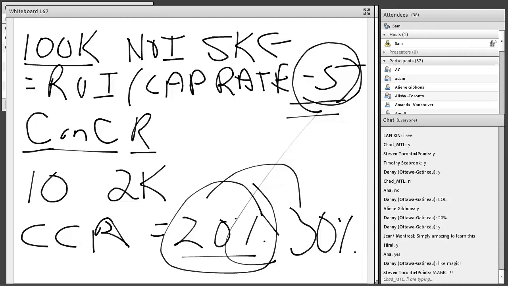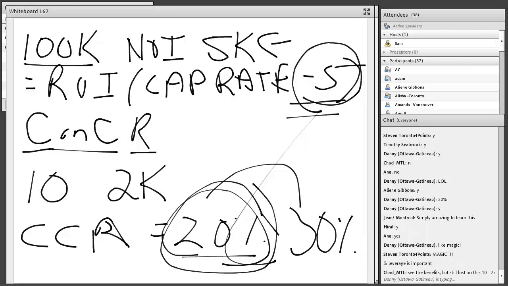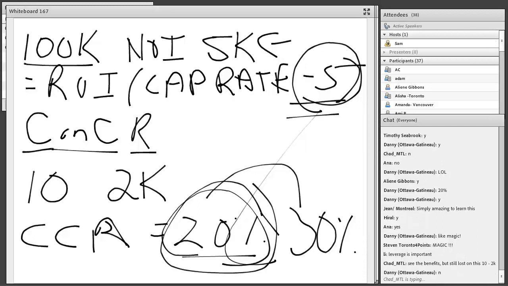Because you're not changing your risk. And that's the biggest thing we have to understand: we don't want the risk, right? We want the opportunity. We're not going to add risk to get that 20%. That's not what we're looking for. We're just looking for a way to get the 20% from the property. Okay? Any questions about that? Yeah, leverage is everything.